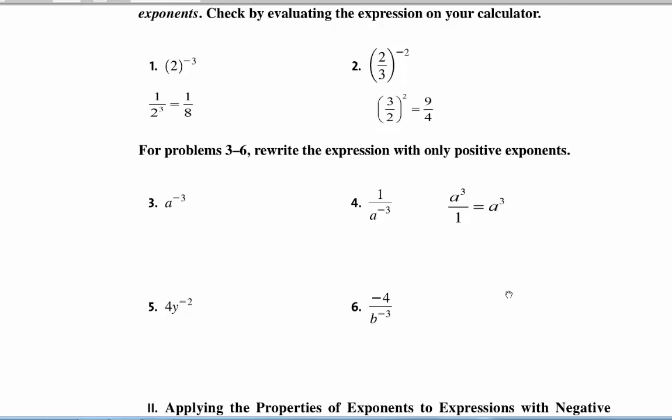I'm left with a cubed. Problem 6, well, the negative 4, there's no exponent touching the negative 4, so the negative 4 will stay on top. But the b is on the denominator and is being affected by this negative exponent. So we're going to move the b to the numerator and make the exponent positive. You'll notice the negative 4 stays where it is. The b comes up and becomes a positive 3 for the exponent. So we're left with negative 4b cubed. And that's my final answer.